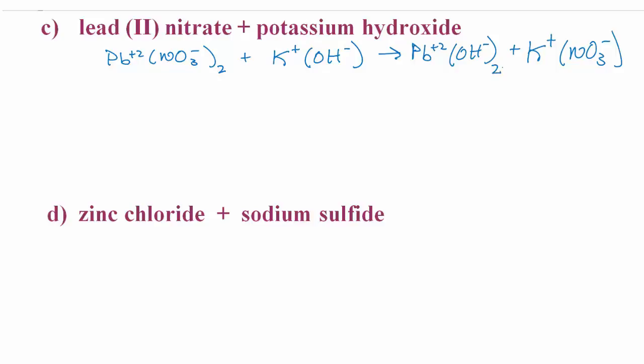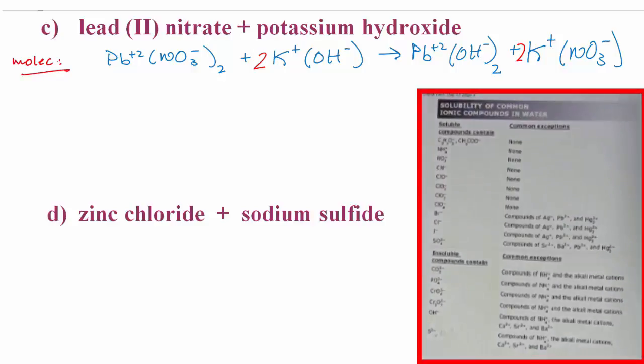Now let's make sure you're balanced. Don't forget to do that. I need 2 hydroxides on both sides. I need 2 nitrates on both sides. Okay, that looks balanced. So that would be my molecular equation. Oh, I have to do AQ and S, right? Nitrates are always AQ. Alkali metals, always AQ. Lead 2 hydroxide. Hydroxides are insoluble, and lead's not an exception. So there's my solid. Alkali metal, AQ.